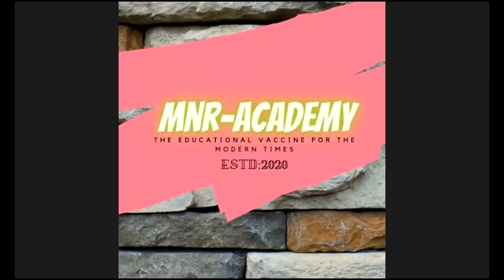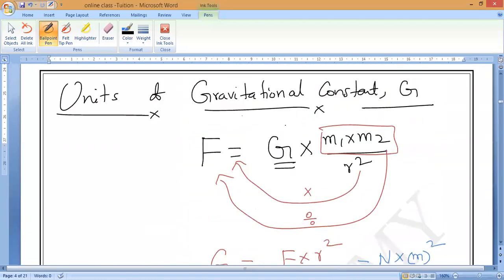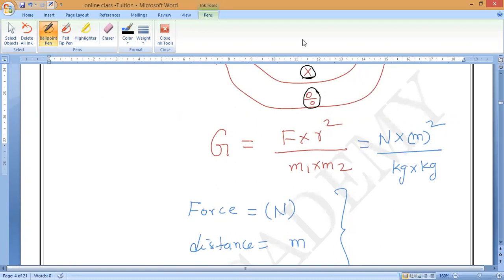Darun, I will send the PDF. You have to copy this one exactly. Units of gravitational constant is important. Just see, R is in division here, so it will come to this side and become multiplication. Next, M1 and M2 masses are in multiplication here, so they will go to that side and become division. Like that, I modified the formula.